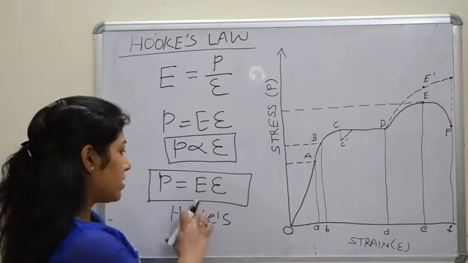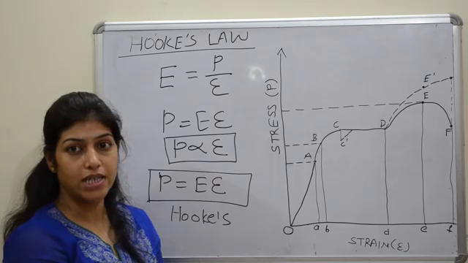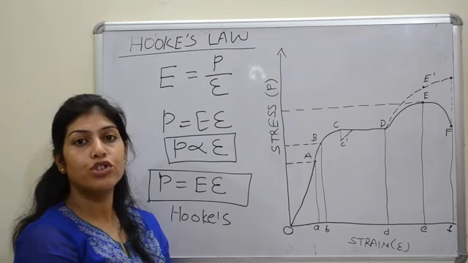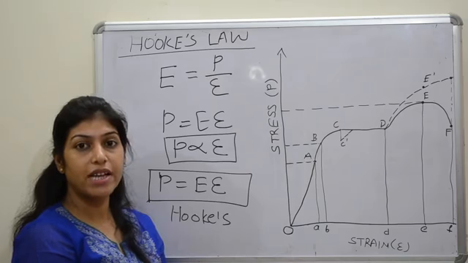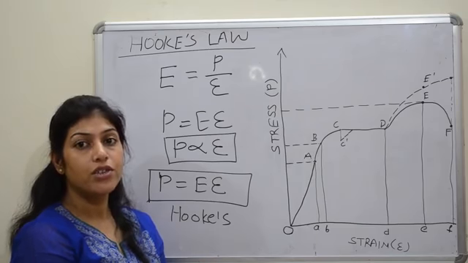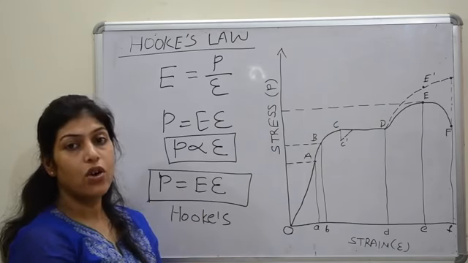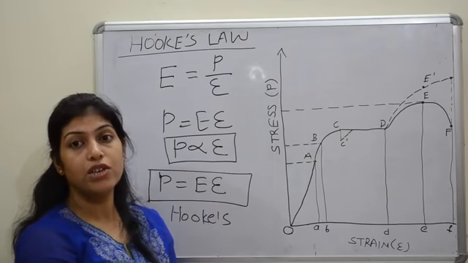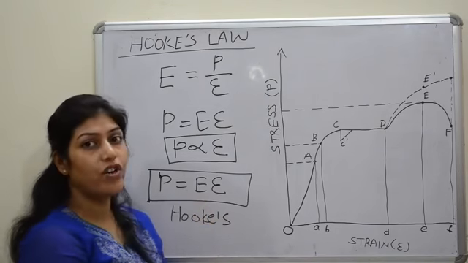So in this equation, stress equals E into epsilon, E is the modulus of elasticity. It is generally also known as the constant of proportionality. The constant of proportionality is defined as the intensity of stress that causes unit strain. The dimension of E is equivalent to the dimension of stress, or the unit of E is equivalent to the unit of stress. Why? Because strain is a unitless quantity. That is why the unit of E is equivalent to the unit of stress.